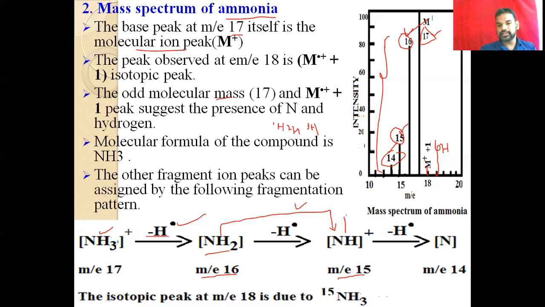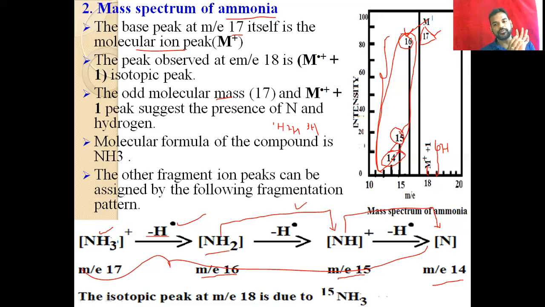And then the third one, the removal of another hydrogen, gives only nitrogen with a molecular mass of 14. This is also possible, and we have the proof, that means we have the fragmentation peak at 14. So this fragmentation matches the spectrum values. Then we can say the given compound is ammonia. Like this, we can give the proof.